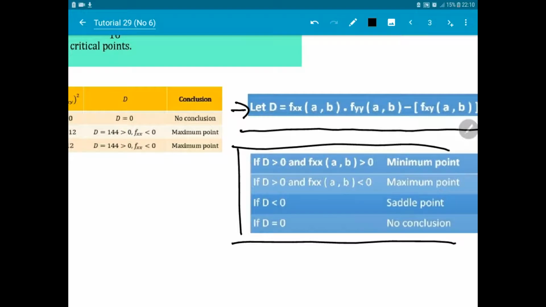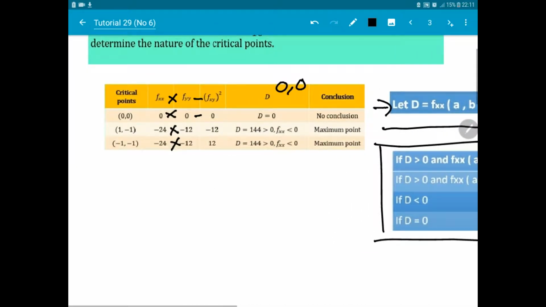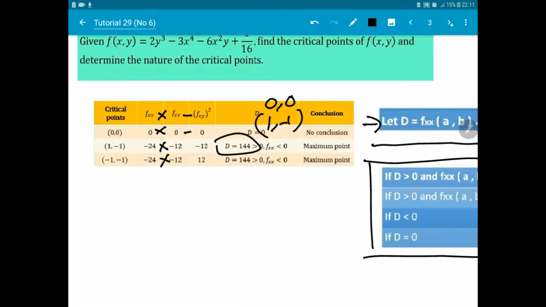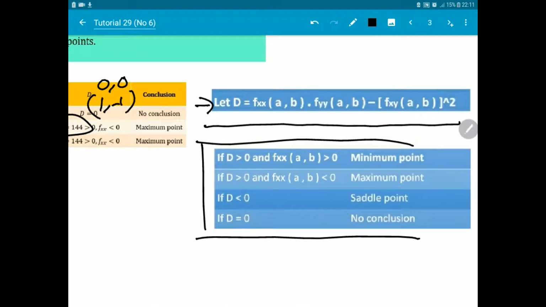to find the conclusion. So here, when d equals 0 at (0, 0), that means the critical point is no conclusion. And for the second point, (1, -1), we will get d equal to 144, that is more than 0, and fxx less than 0. So following this one, the critical point is a maximum.